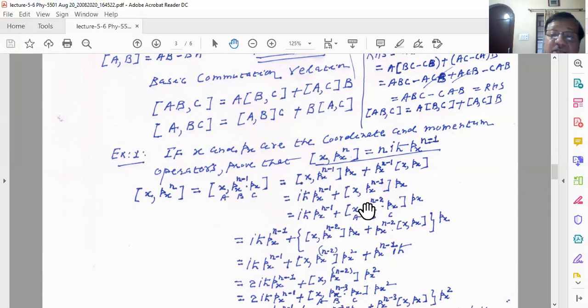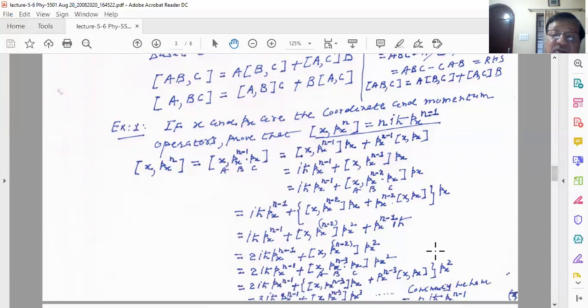Operator B is px raised to n minus 2, and a commutator of A with C. Commutator of A with C, A is x and C is px. So I write x, px and operating on px. Correct? So now let us once again simplify this term. You can see this iħ px raised to n minus 1 stays as it is. These I'm keeping as it is, x, px raised to n minus 2.